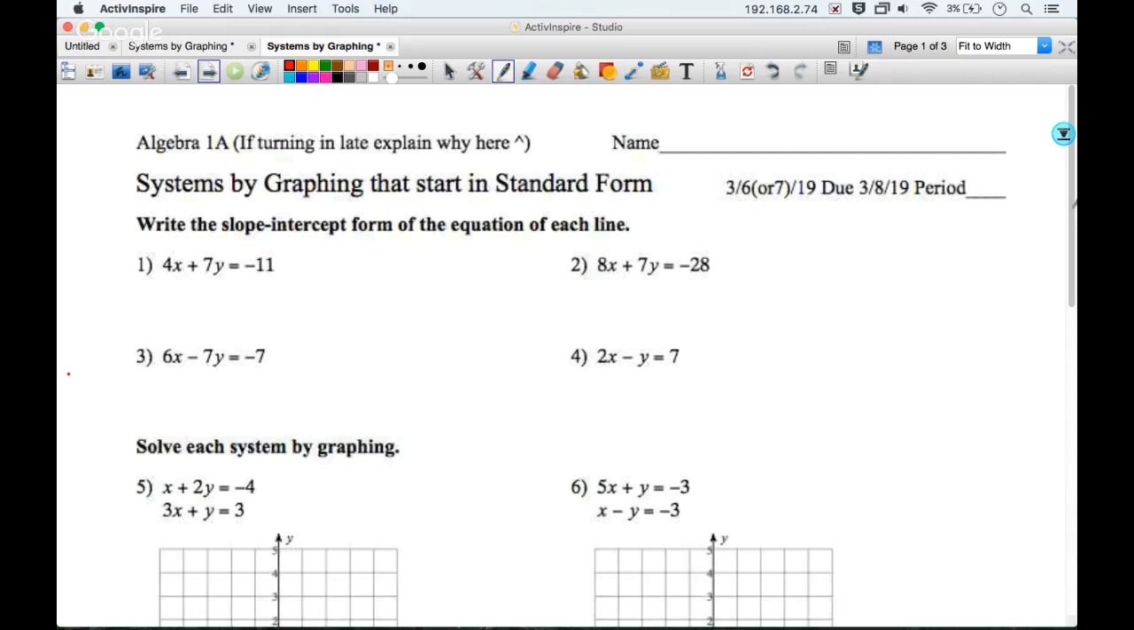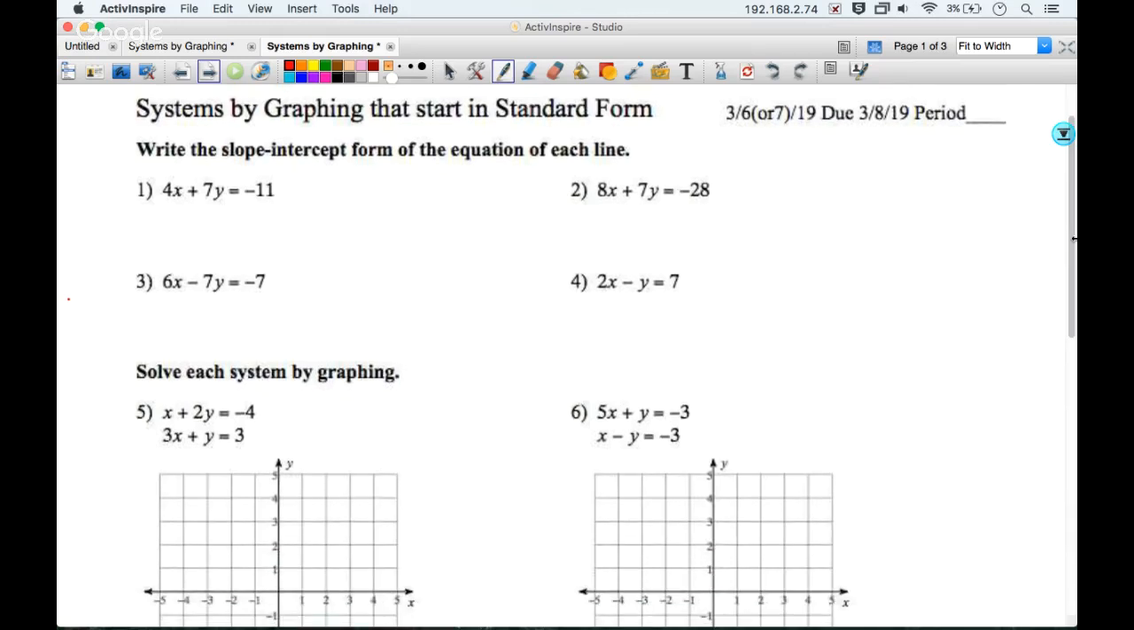A really important skill for this whole homework is converting standard form into slope-intercept form. Well, in order to do that, we should really know what slope-intercept form is.